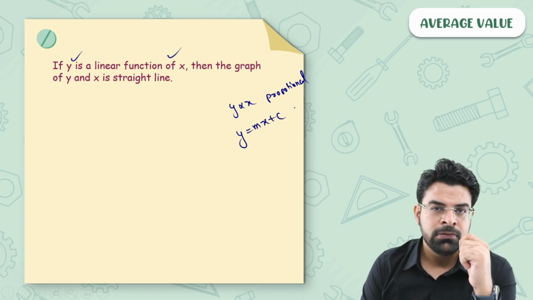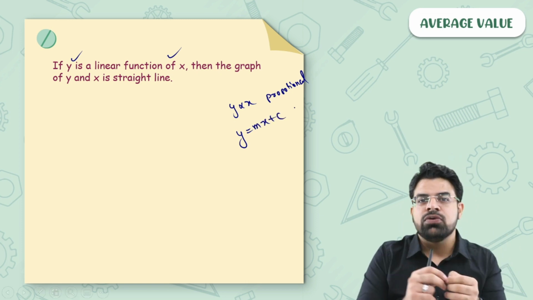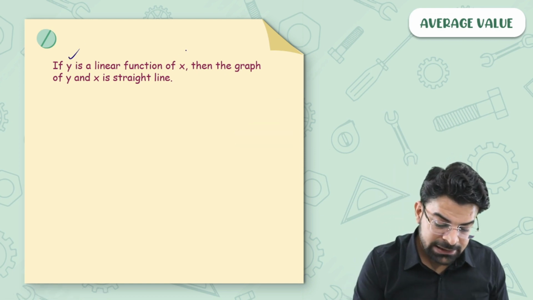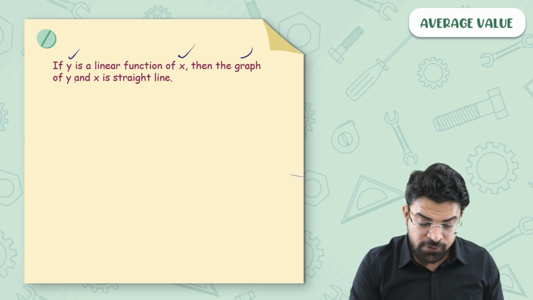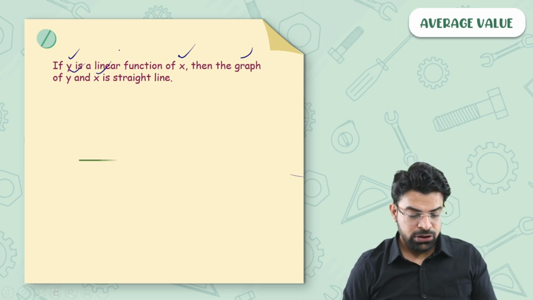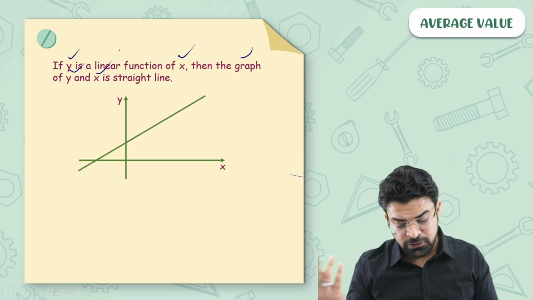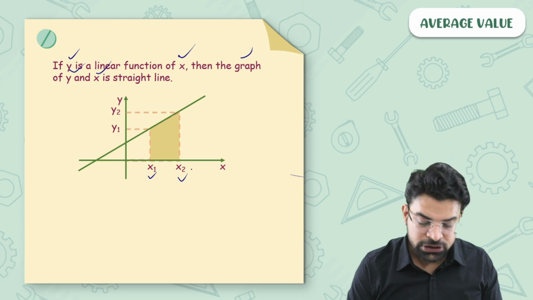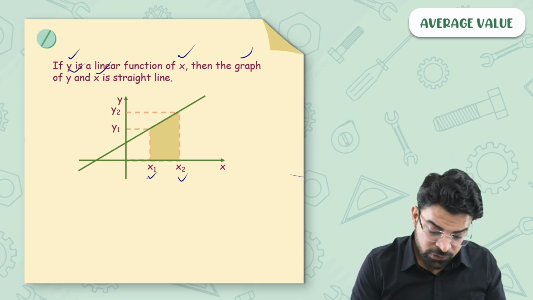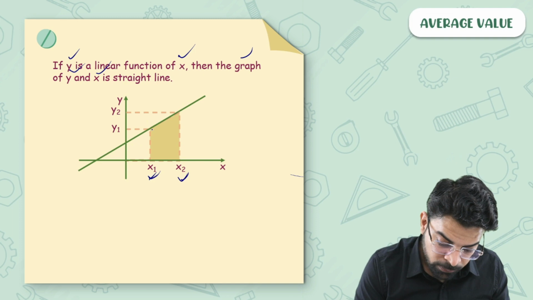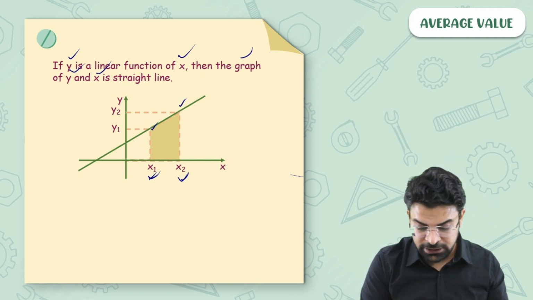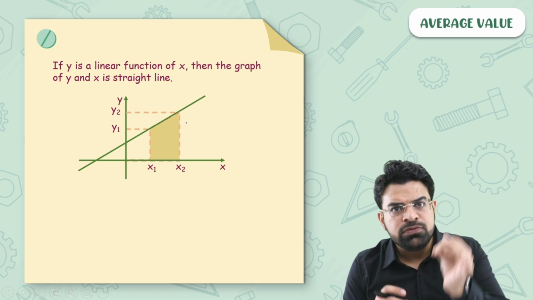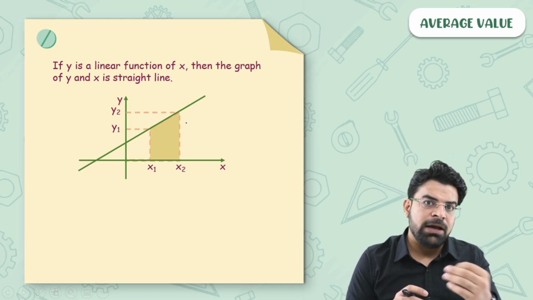mx plus c. Linear function means the graph of which goes like a straight line. So simply the equation of a straight line. So if y is a linear function of x, then the graph of y and x is a straight line. So visualize y to be a linear function of x, you will get a straight line graph. Now let's say x changes from x1 to x2, and when x changes from x1 to x2, y changes from y1 to y2. Here you can see the height is increasing. Question is, what is the average value of y when the x changes from x1 to x2?